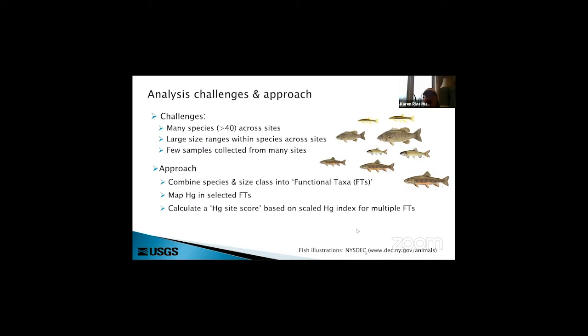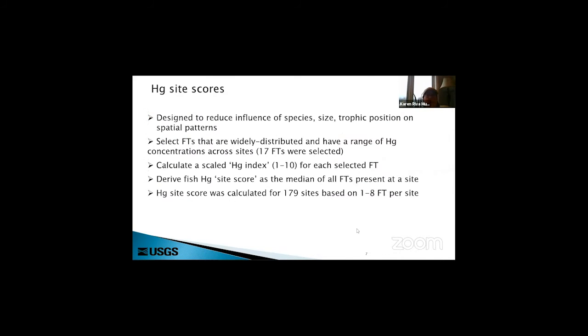And this was based on a scaled mercury index for multiple functional taxa, and I'll explain this just a little bit more. So basically, we selected some of these functional taxa, again, species, size class combinations. We selected ones that are more widely distributed across the state, and also that had a range of mercury concentrations. So we avoided species or size classes that were pretty much high everywhere or pretty much low everywhere. We wanted ones that had a good range of mercury concentrations.